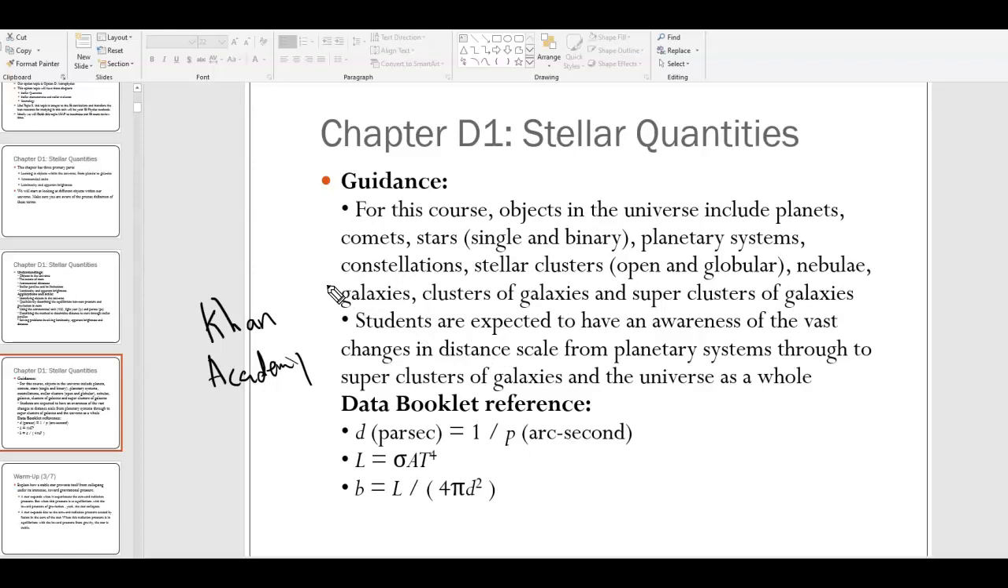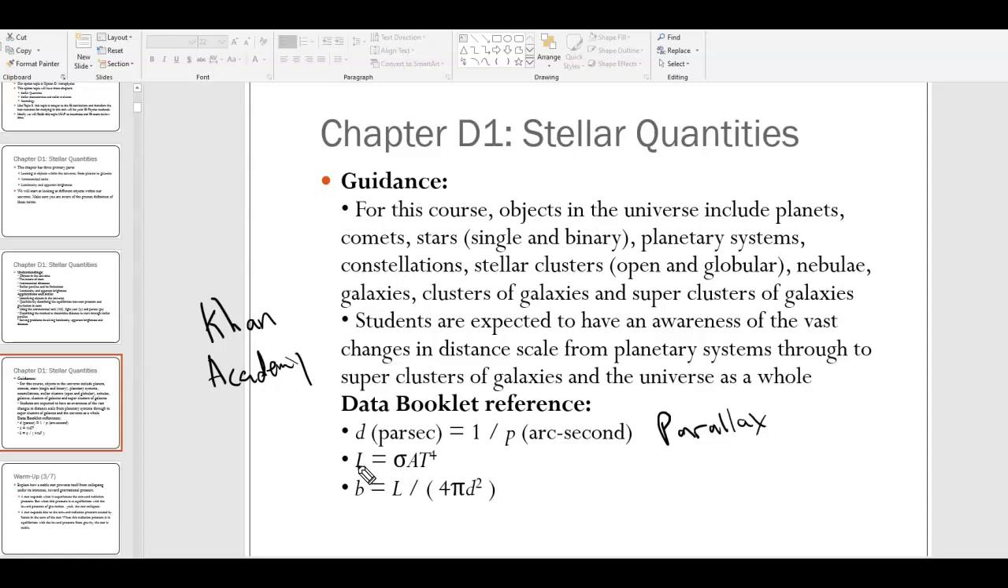Now, what equations are given to you in the data booklet? The first one we'll see later. This has to do with something called parallax. And again, we'll get into that later. Is that how you spell parallax? Hopefully. The second one should look kind of familiar to you actually. This is basically the Stefan-Boltzmann law with an emissivity of 1 for a perfect black body.